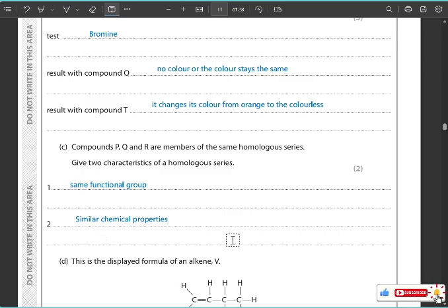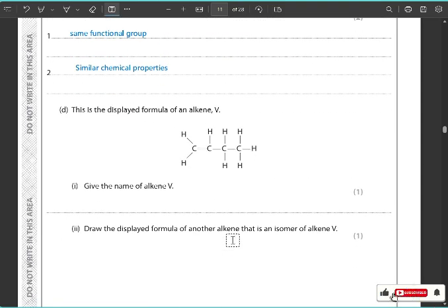This is the displayed formula of an alkene V. Give the name of alkene V. Okay, it has 4 carbon atoms, which means it is butene.